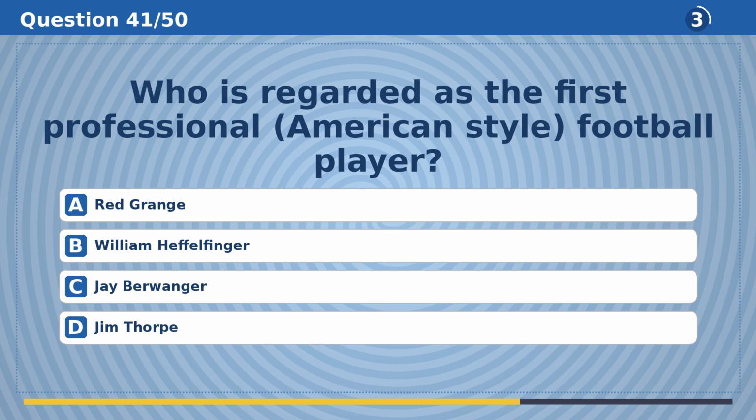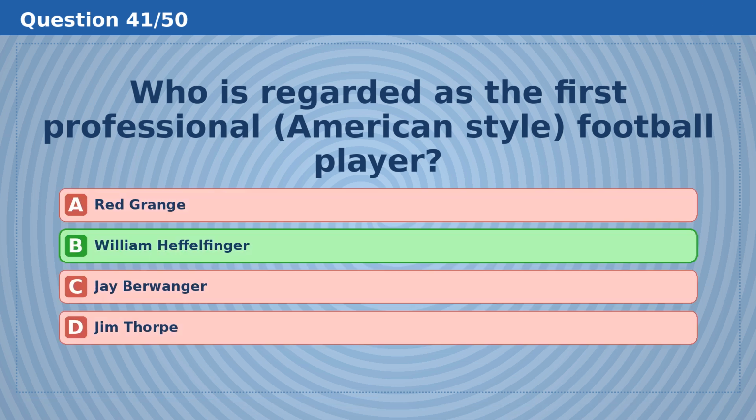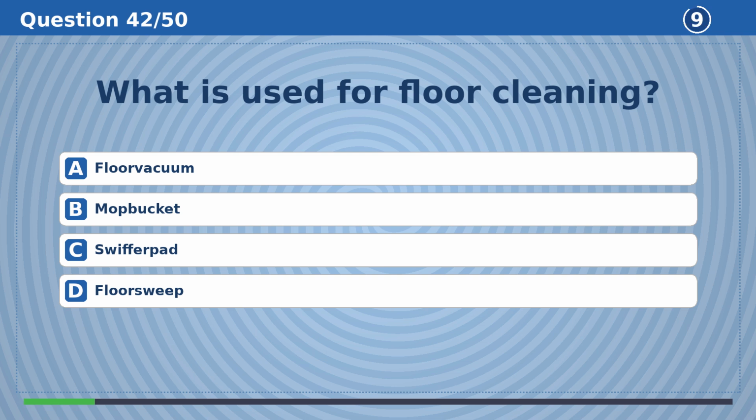Who is regarded as the first professional American-style football player? The answer is B, William Heffelfinger.